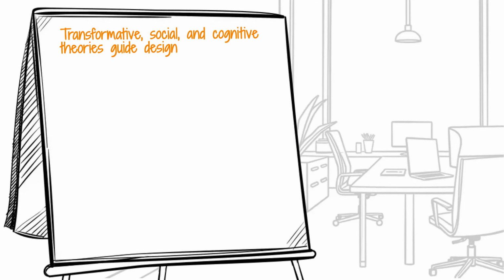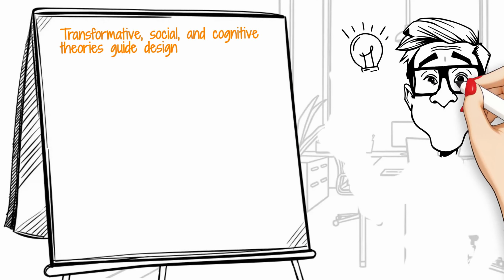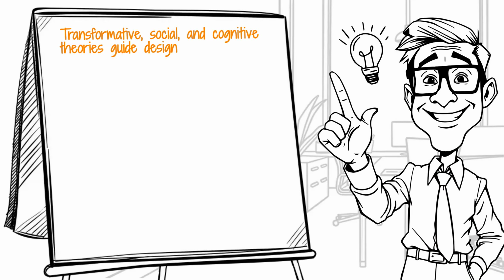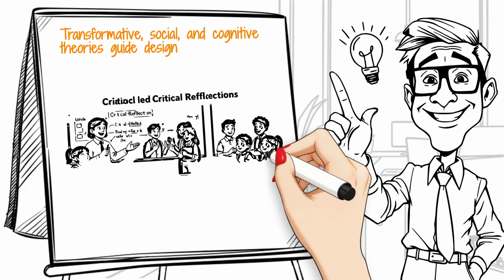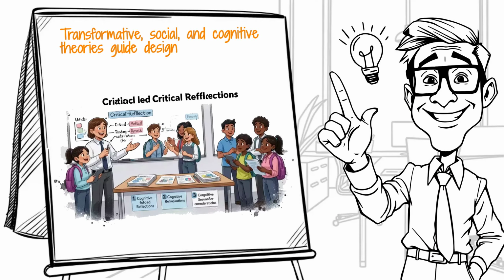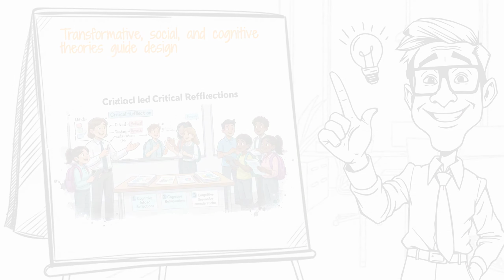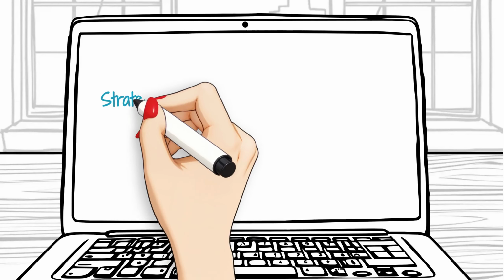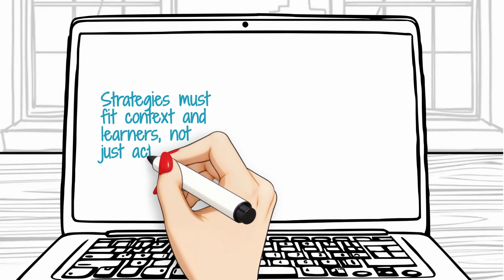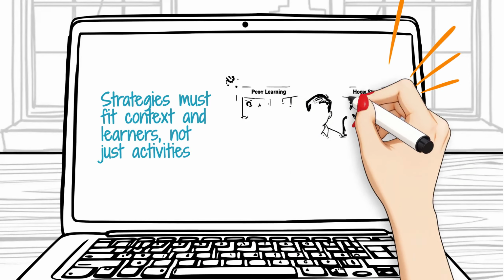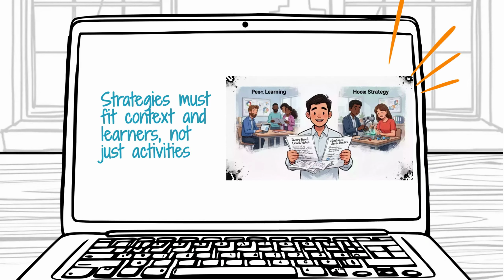Social learning theory highlights modeling, collaboration, and observation. Cognitive load theory reminds us to design instruction that is clear, organized, and manageable. A strong intervention does not simply rely on activities. It employs theoretically justified strategies that fit the learners and the context.